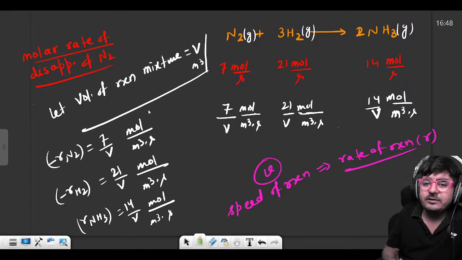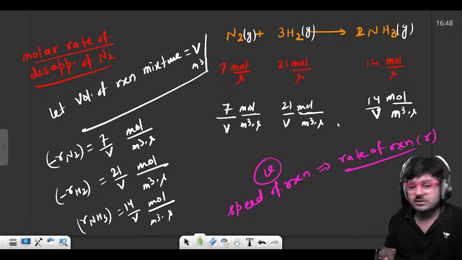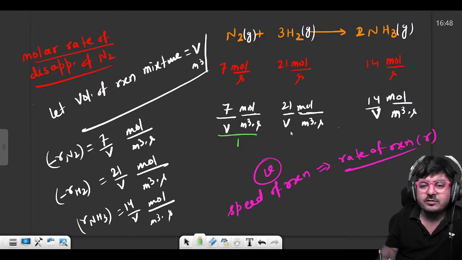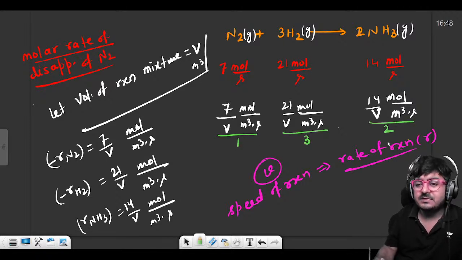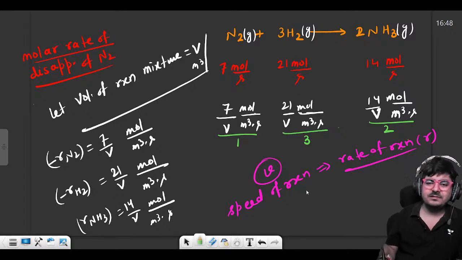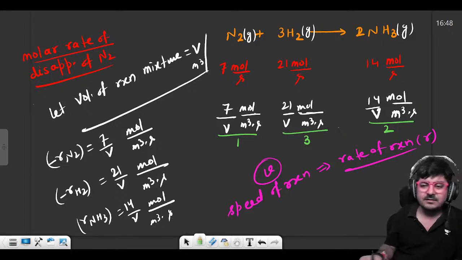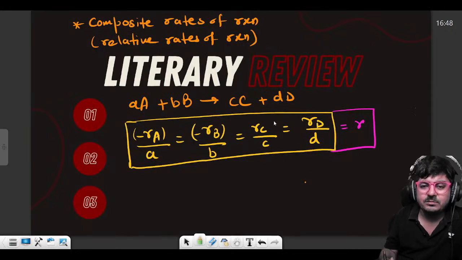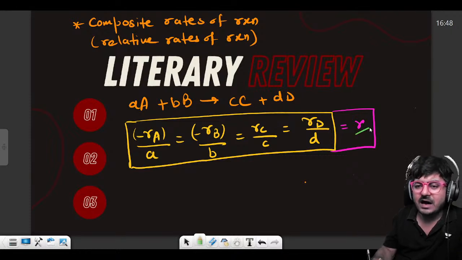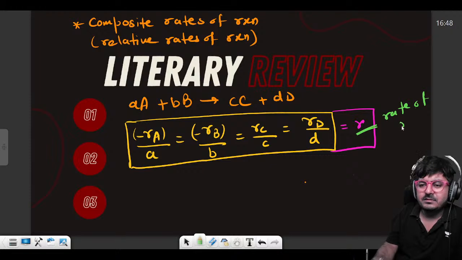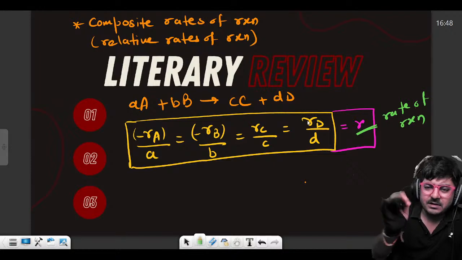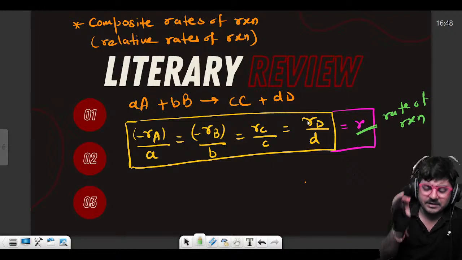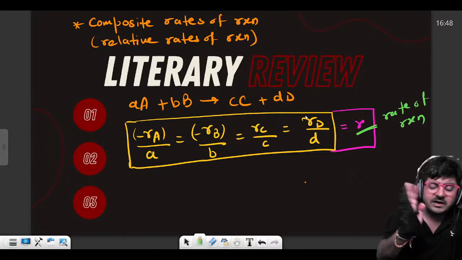See, if I divide all these values, whatever we got, with their stoichiometric coefficients, then all become the same. So I hope now you have understood. Minus RA upon A, minus RB upon B, RC upon C, RD upon D equals r. r is the rate of reaction. Okay. And these minus RA, minus RB, RC, RD are not the rate of reaction in actual meaning, in the true sense, in the literal meaning.